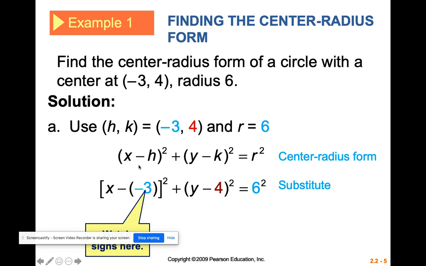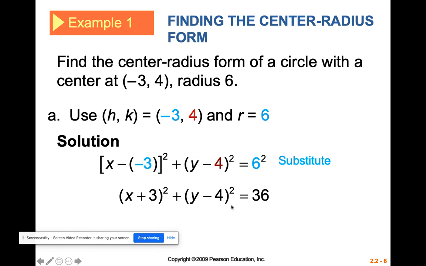And this is always going to be a minus in here. It's x minus, it's y minus. So when we're subtracting a negative number, that of course turns into a positive. So the equation for this circle is (x + 3) quantity squared, plus (y - 4) quantity squared, equals 36.